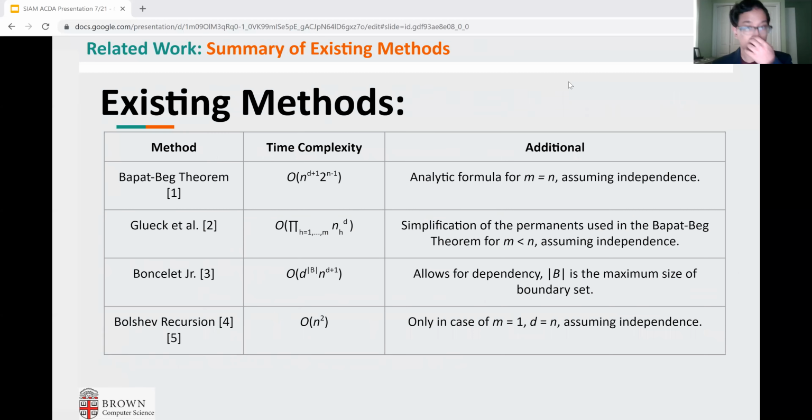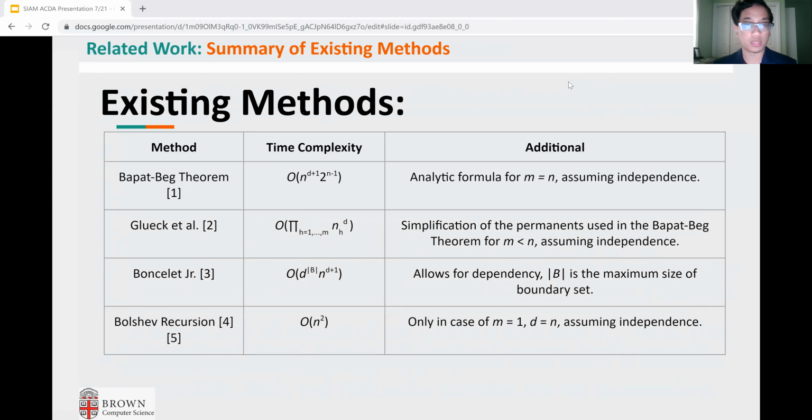And here we show a couple of the existing methods and their time complexities, as well as a couple of remarks. So the Papot-Begg theorem is the most general of the methods in the independent case for d greater than 1 and m equals n. The Papot-Begg theorem requires the computation of an exponential in D number of block permanents of size n, and each of these permanents requires exponential time in n to compute. So the runtime is going to be exponential in both.